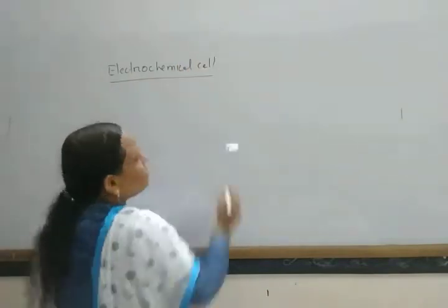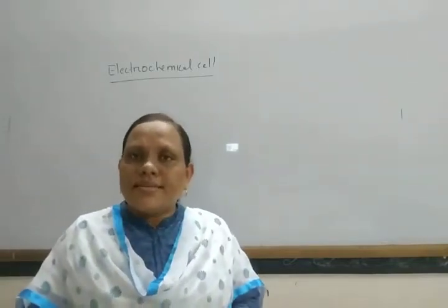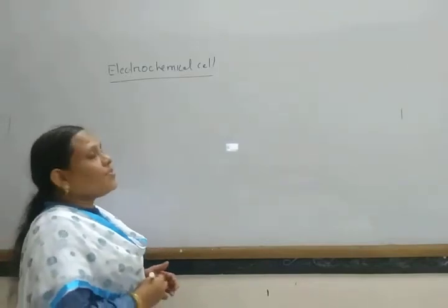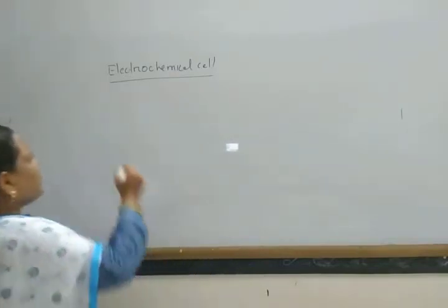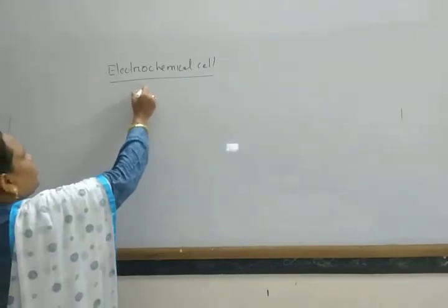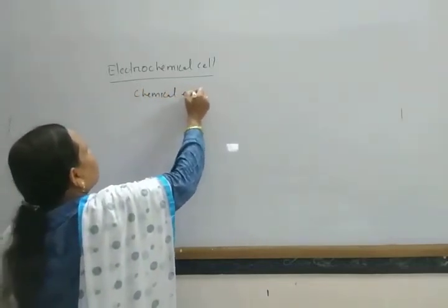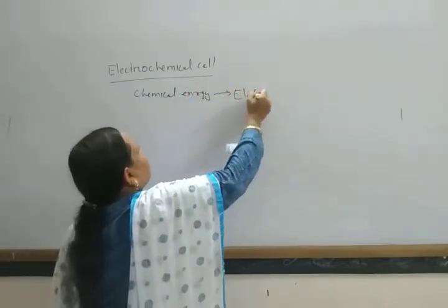Electrochemical cell. So what is an electrochemical cell? An electrochemical cell is a device which converts chemical energy to electrical energy.